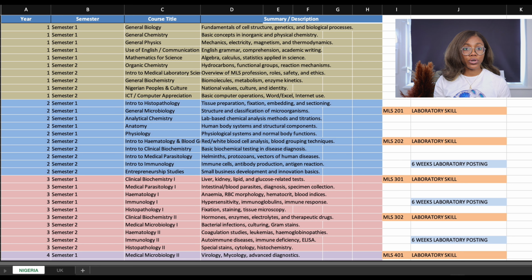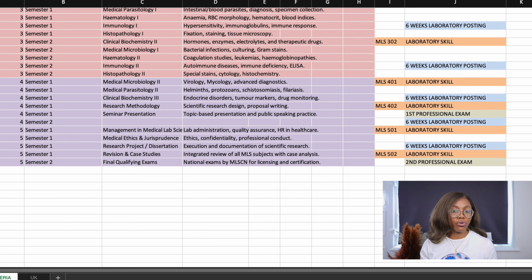And 300 level, all the courses we do are strictly core courses, which is like now we go fully into our core courses as MLS students, and then we start talking about biochemistry, parasitology, hematology, immunology, histopathology. And now from year 3 to year 4, just the entire 2 years, year 3 and year 4, you're going to be using it to go into different areas of this core course.